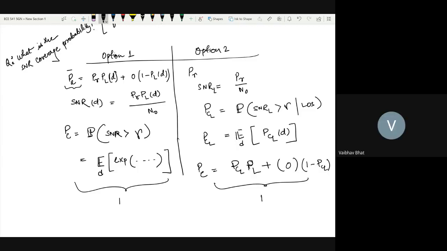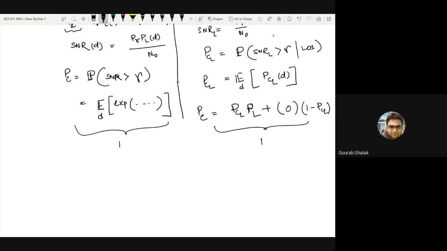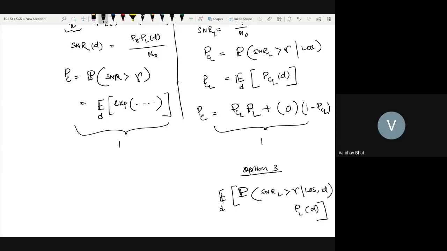Yes, and what you are mentioning actually gives rise to something I would call an option three. I didn't think about this. So option three would be something like the probability that the SNR you are getting in line of sight is greater than gamma, given that you are in line of sight at a distance of d, multiplied by the probability that you are in line of sight at a distance of d, and take an expected value over d. Is this something you are mentioning? Yes, sir, yes, sir.